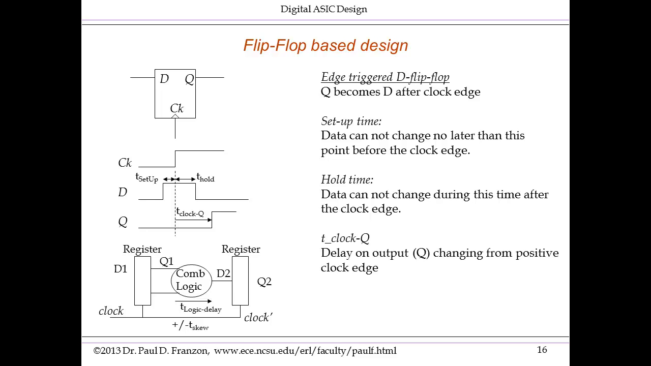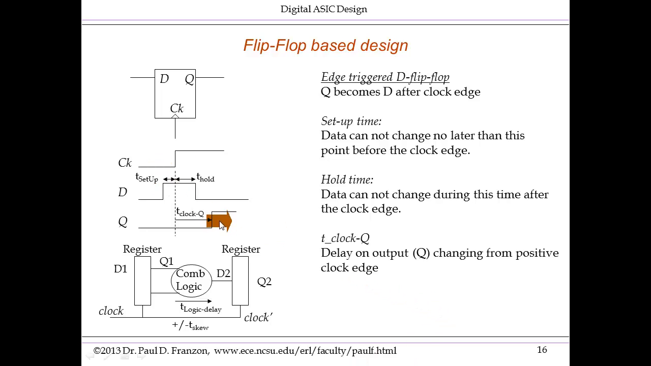There is a period of time around the clock edge in which D is not allowed to change. If D changes during this time, it can lead to what's called a timing violation. The time before the clock edge is referred to as the setup time. The period after the clock edge, during which D cannot change, is called the hold time. In the next two slides, we'll actually explain what could happen if D changes during this time.